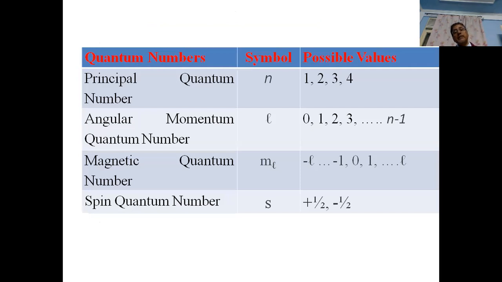Now, in a tabulated form, all the 4 quantum numbers are given here. Principal quantum number, N is equal to 1, 2, 3, 4, etc. Corresponding angular momentum quantum number, L is equal to 0 to N minus 1, that is 0, 1, 2, 3 up to N minus 1. Magnetic quantum number ML, that is -L to +L. Spin quantum number S, that is +half and -half.